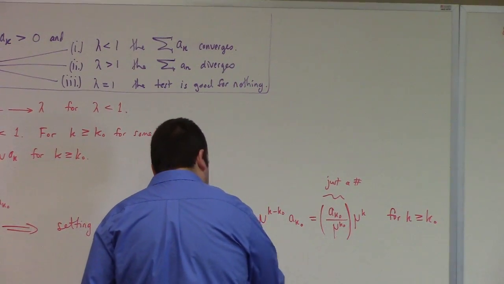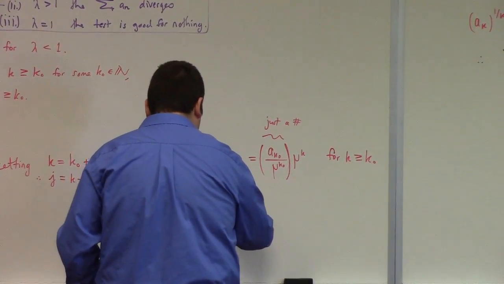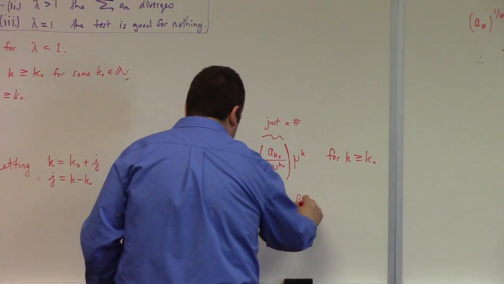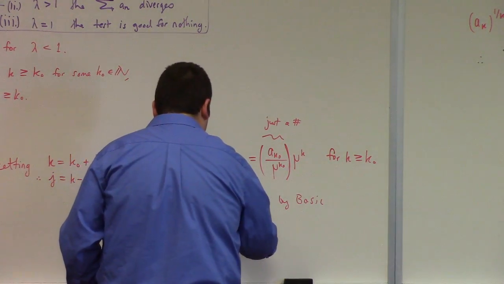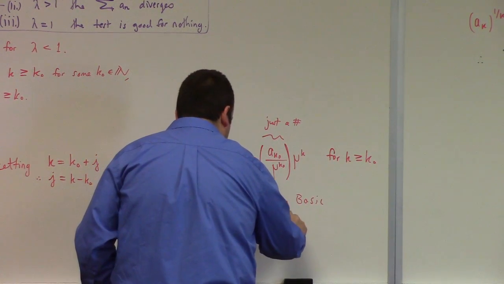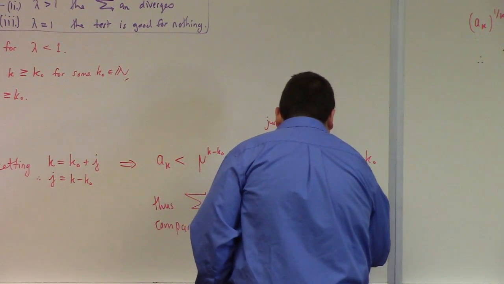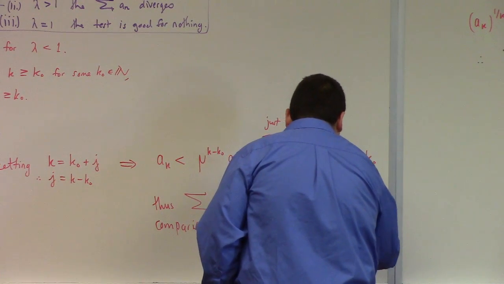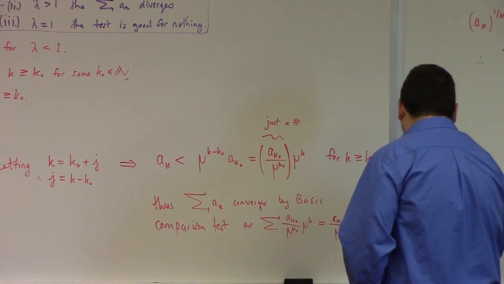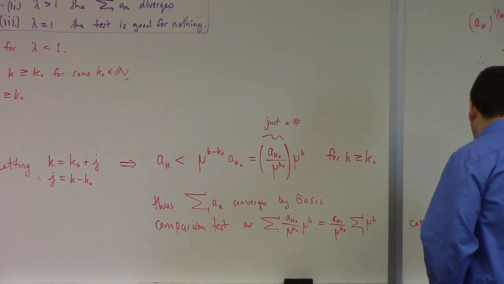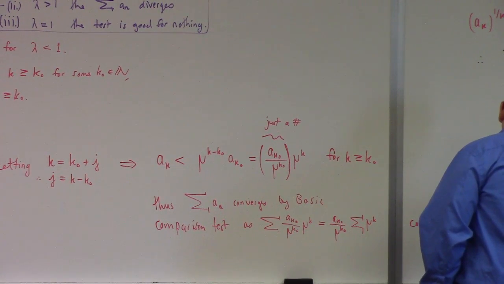Thus the sum over a sub k converges by the basic comparison test, as the sum of a sub k naught over mu to the k naught times mu to the k is equal to a sub k naught divided by mu to the k naught power times the sum over mu to the k, which converges by geometric series. So here r is equal to mu, which is less than 1, right?